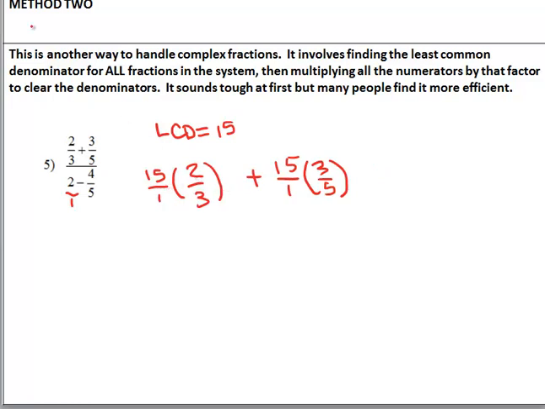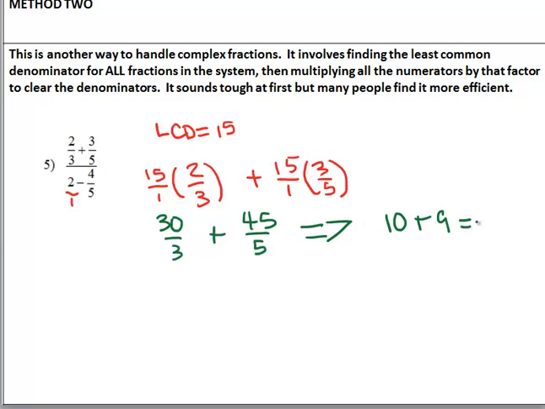So 15 times 2 is 30. So we have 30 over 3. And 15 times 3 is 45. And we have 45 over 5. And we can simplify this because 3 goes into 30 10 times and 5 goes into 45 9 times. So our numerator simplifies to 19.